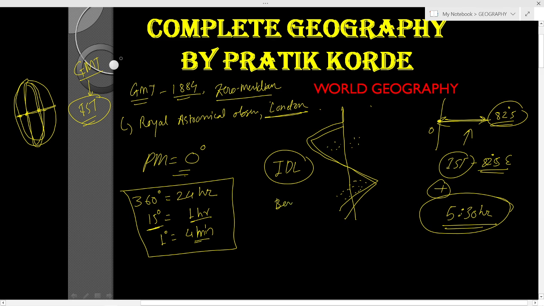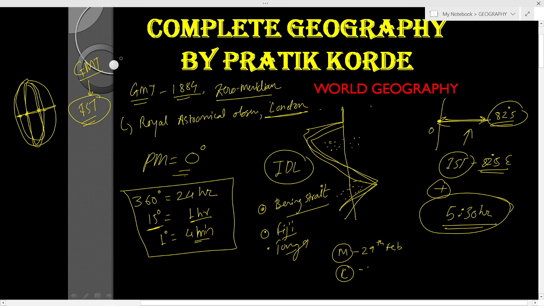It passes through the Bering Strait. Now where is this Bering Strait? You go and find it on the map. Then Fiji, for example, or Tonga, these are islands which you can find here. That is how they were first divided. If it would have been separate, it would happen that in Mumbai there is 29th Feb, and say in Chennai it is 28th or something like this. Just take an example.